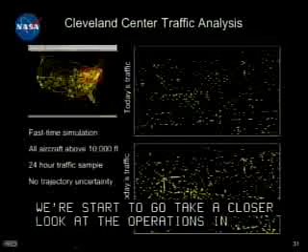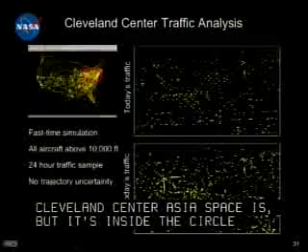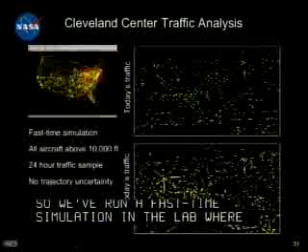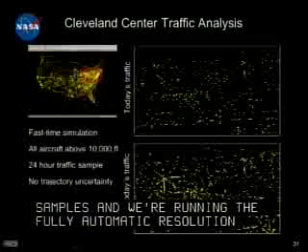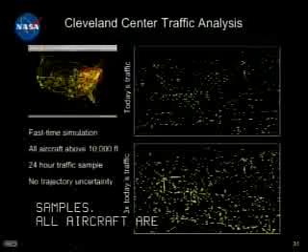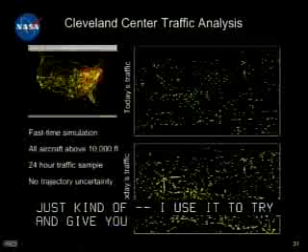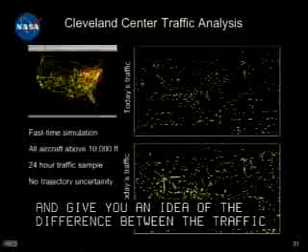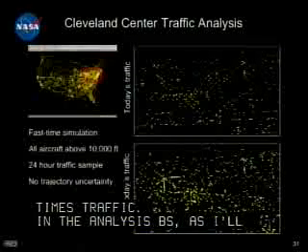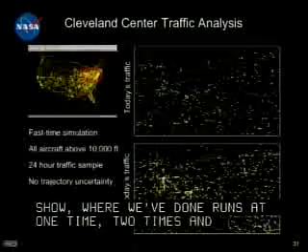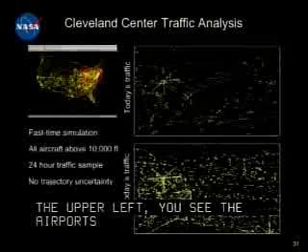Okay, so I guess everybody really knows where Cleveland Center airspace is, but it's inside the red circle there. So we've run a fast time simulation in the lab where we're looking at 24-hour traffic samples, and we're running the fully automatic resolution algorithms against these traffic samples. All aircraft are above 10,000 feet, and in this case there's no trajectory uncertainty. The movie is basically to give you an idea of the difference between the traffic complexity in 1 times traffic and that of 3 times traffic. In the analysis, as I'll show, we've done runs at 1 times, 2 times, and 3 times the traffic level. So go ahead and run the movie. It just runs for a few seconds. It runs kind of fast, but on the upper left you see Detroit, Cleveland, and Pittsburgh is down there in the lower right. Okay, next slide.